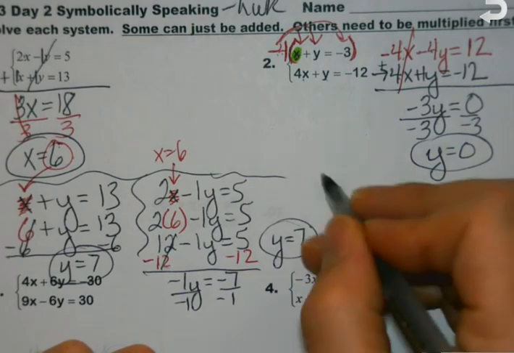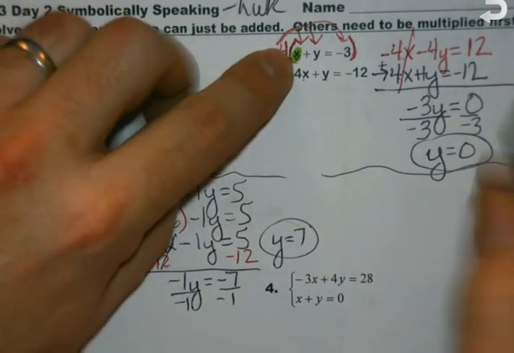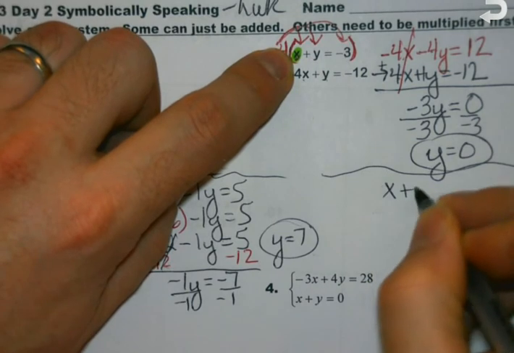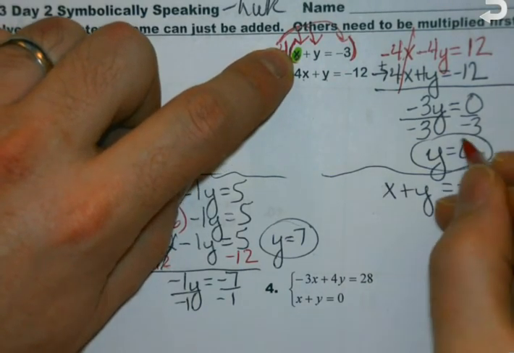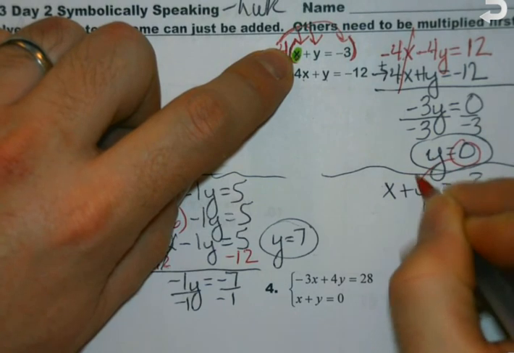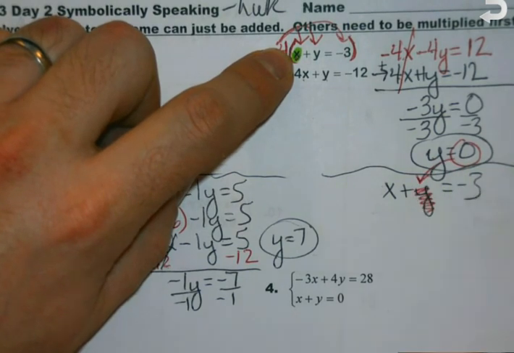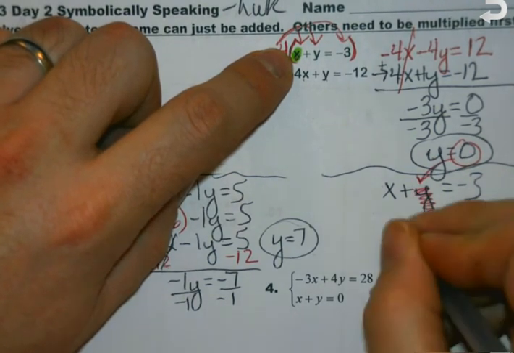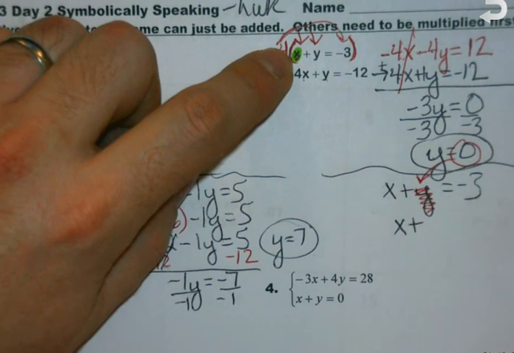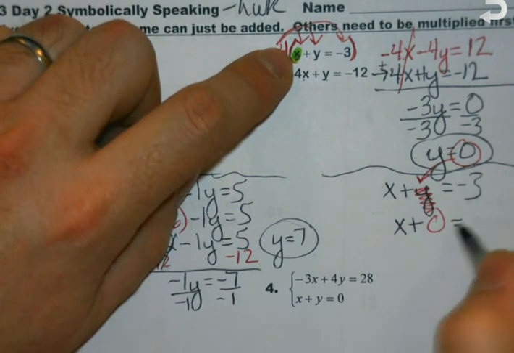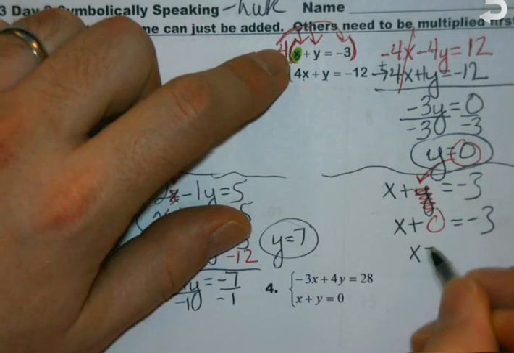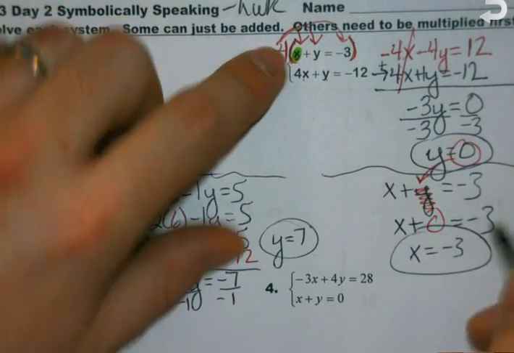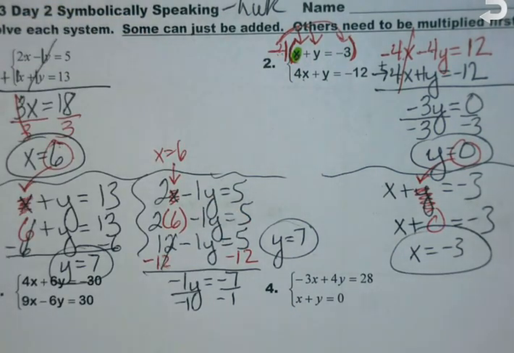And just like we've done before, okay, let's say I stick with the top one here. So x plus y equals negative 3. I'm going to plug that 0 in for y this time. So x plus 0 is negative 3. Well, that 0 doesn't do much of anything. So that's how my x ends up.